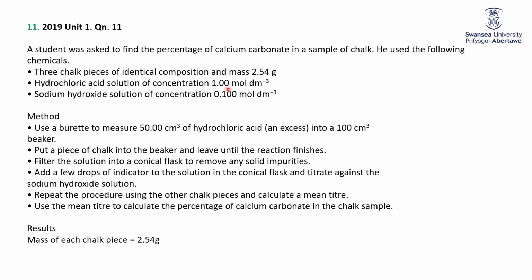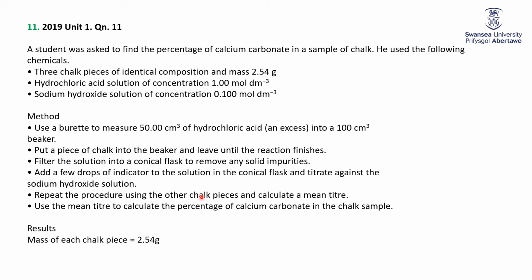HCl solution, concentration of 1, sodium hydroxide, concentration of 0.1. So, use the burette to measure 50 cubic centimeters hydrochloric acid into a 100 cubic centimeter beaker. Put a piece of chalk into the beaker and leave till the reaction finishes. So, in other words, the HCl is going to react with all of the calcium carbonate in the chalk. So, after this reaction, you won't have any calcium carbonate left. You'll have any excess hydrochloric acid and then anything else that was in the chalk that wasn't calcium carbonate.